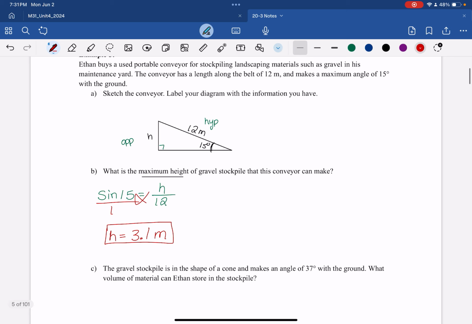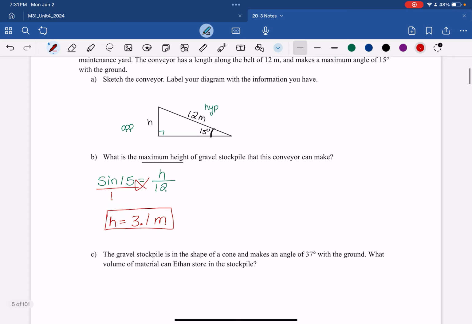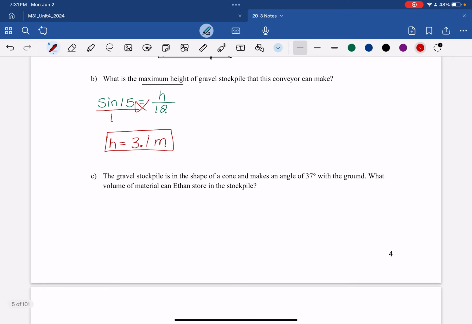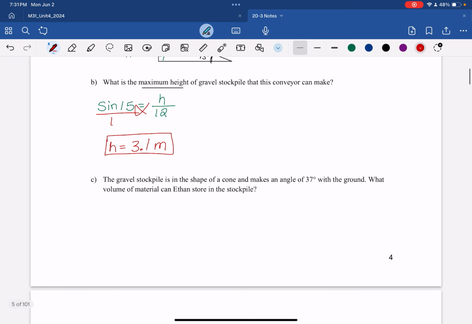And then it says the gravel stockpile is in the shape of a cone and makes an angle of 37 degrees with the ground. What volume of the material can Ethan store in the stockpile? So we're going to draw this out. However, right now we're not going to calculate this because at this point we haven't actually done surface area and volume, so I won't worry about it right now. What it's saying is that the angle with the ground would be 37 degrees here.